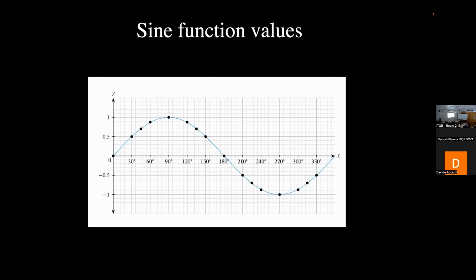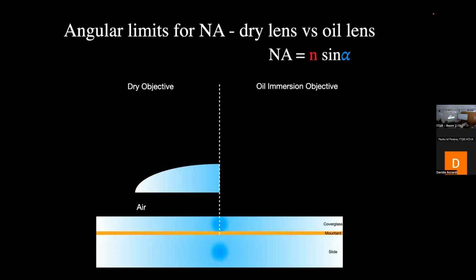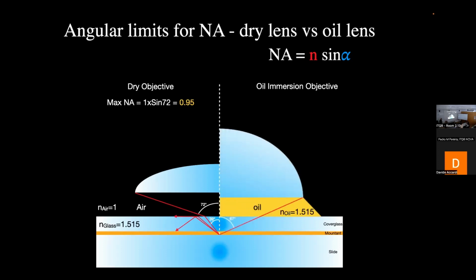So this is a representation of the sine function. It goes from 0 to 1, according to the degrees, 0 degrees, 90 degrees, 180 degrees. So when you have an angle of 72 degrees, you have 0.95. When you have an angle of 67, the sine of 67 is 0.92. So the difference in numerical aperture, if we come back here, between the sine of 67 and the sine of 72 is enormously small, and the numerical aperture will still be 1.4, maximum 1.44.